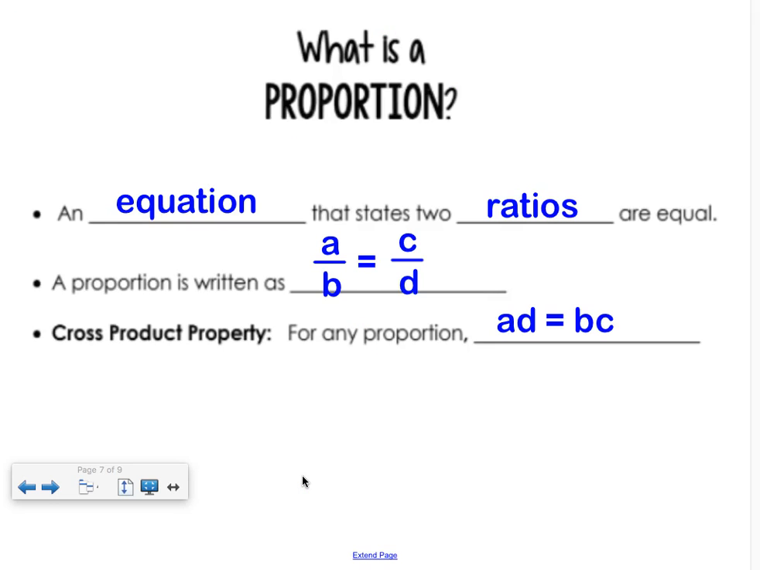Now we have a proportion. What's a proportion? It's an equation that states two ratios are equal. So do we agree that 1/2 is equal to 5/10? Right? Okay. So it's just written as A over B equals C over D. And you can cross multiply. You guys remember doing this? Take those 2 times each other and these 2 times each other. That's what we're doing.